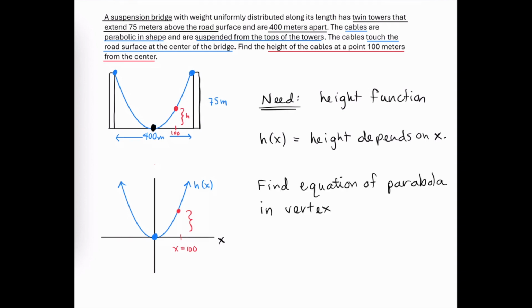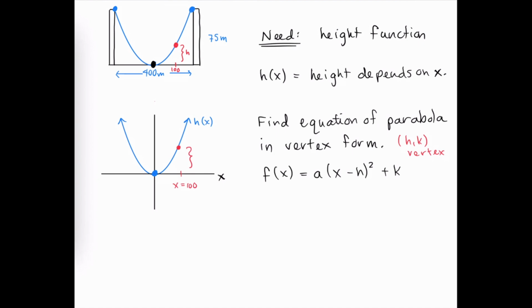It's much easier to start with the equation of a parabola in vertex form, which, as a reminder, is f(x) = a(x - h)^2 + k, where (h, k) is the vertex point. So let's fit our scenario to this. We're going to call this h(x) because it's representing height. We don't know what the value of a is. x is going to be part of the formula, but what we do know is that the vertex is located at (0, 0). So our h value is 0 and our k value is also 0. Just plugging in the vertex gives us quite a boost.